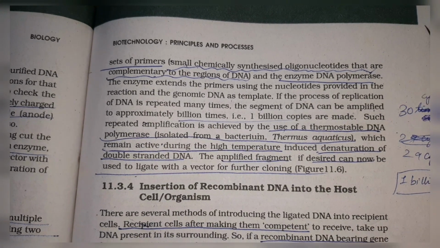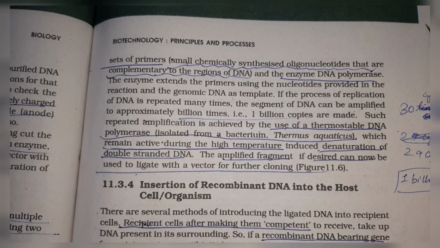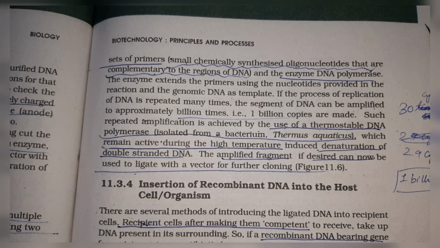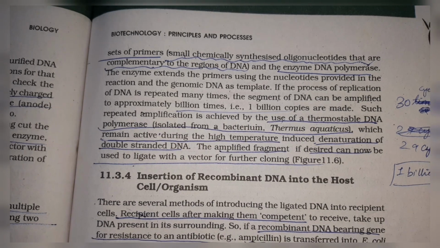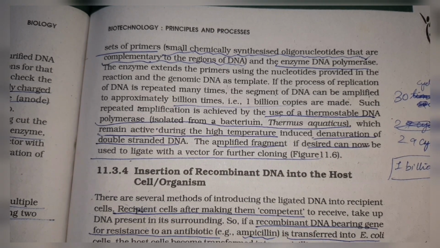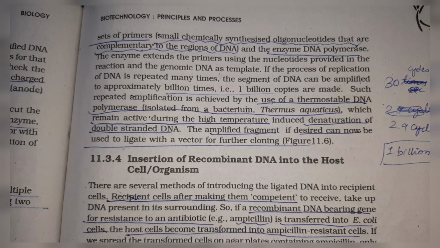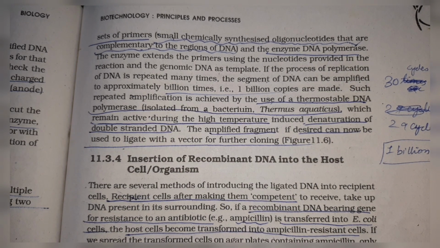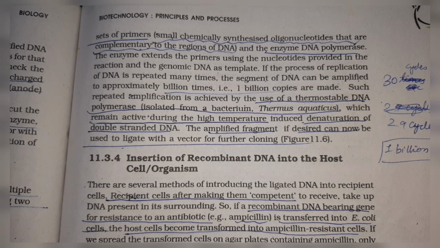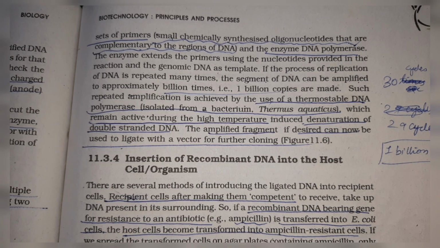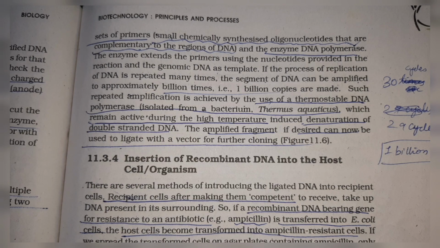If the process of replication of DNA is repeated many times, the segments of DNA can be amplified approximately a billion times. That is, 1 billion copies are made. Such repeated amplification is achieved by the use of thermostable DNA polymerase isolated from a bacterium, Thermus aquaticus, which remains active during the high temperature induced denaturation of double stranded DNA. The amplified fragment, if desired, can now be ligated with a vector for further cloning.